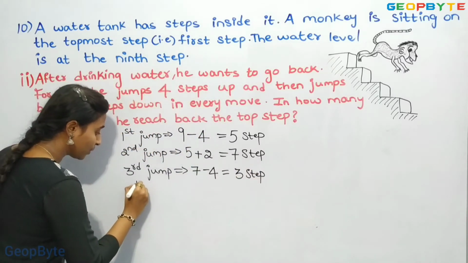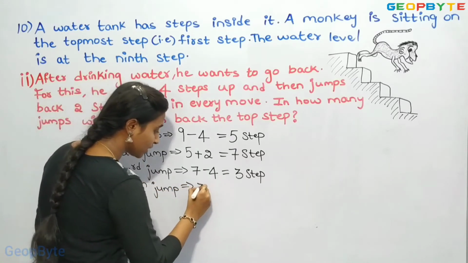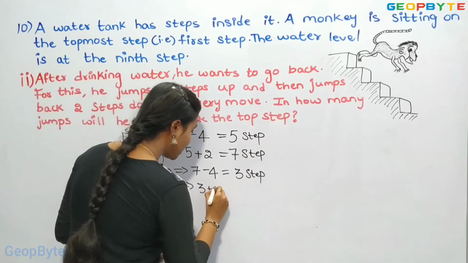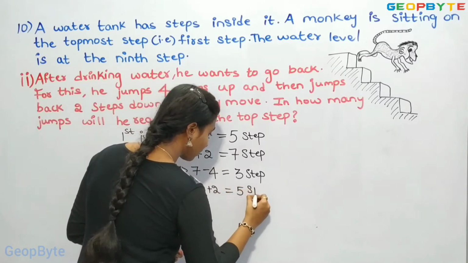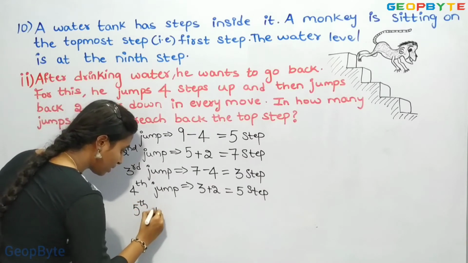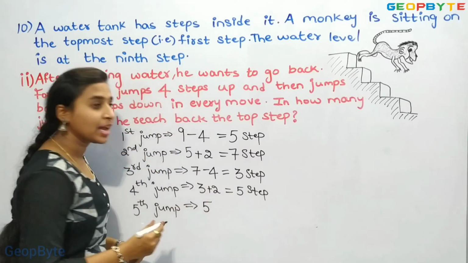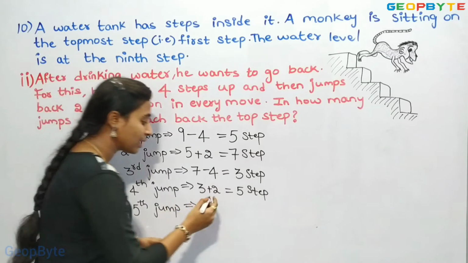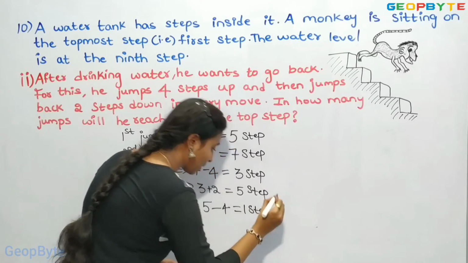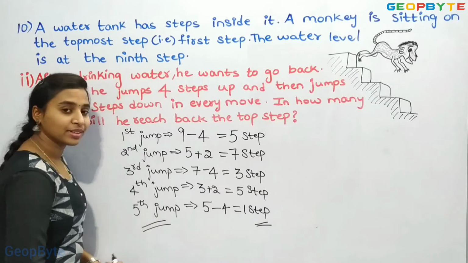In the 4th jump, he is on the 3rd step. He jumps 2 steps down. That is, plus 2. He is on the 5th step. Again, in the 5th jump, he is on the 5th step. He jumps 4 steps up. That is, 5 minus 4 is equal to the first step. He comes back to the first step in the 5th jump.